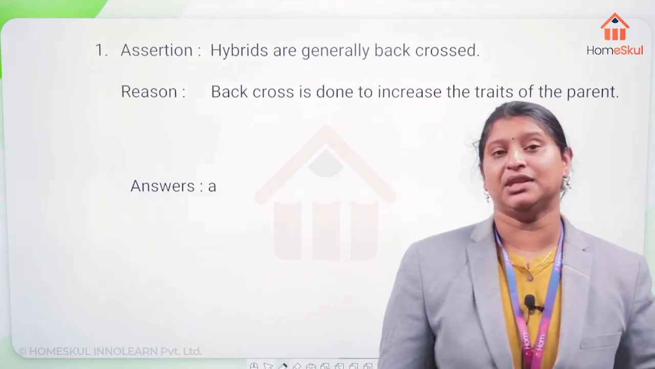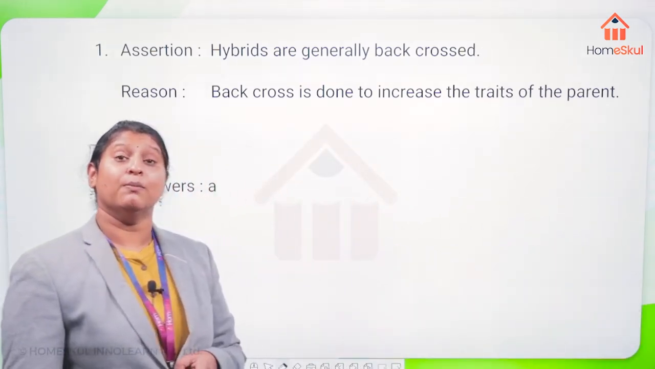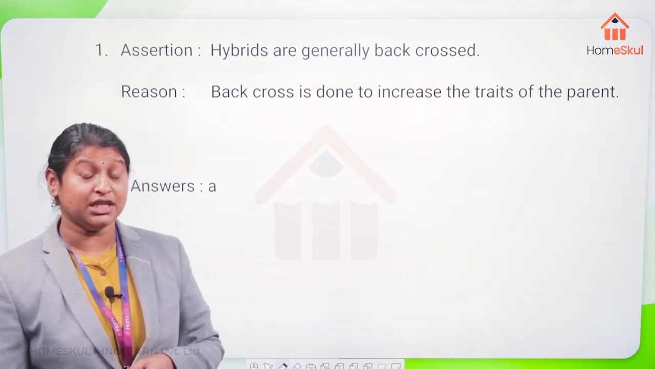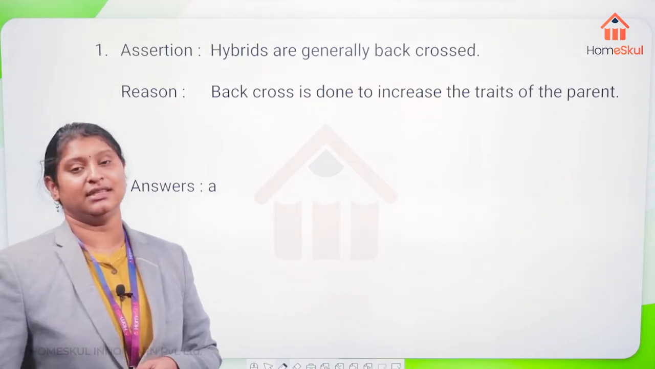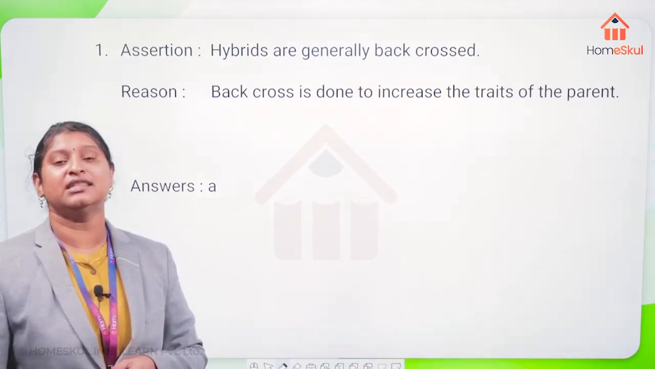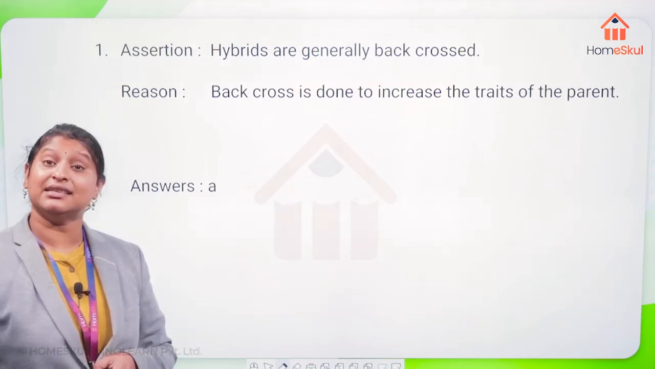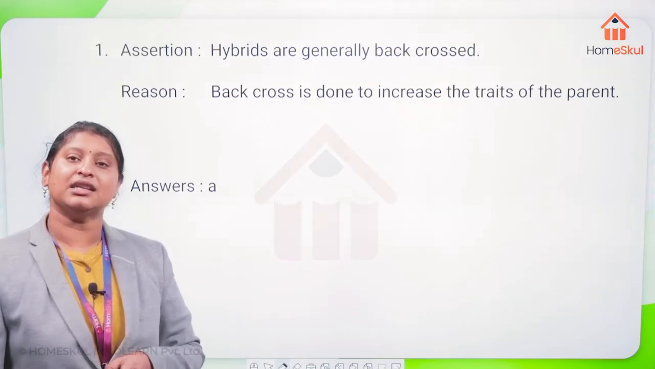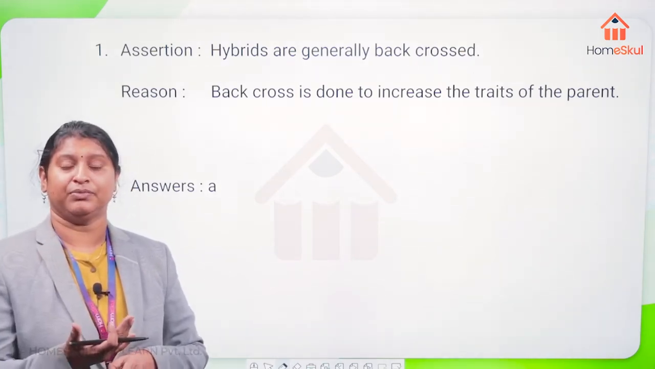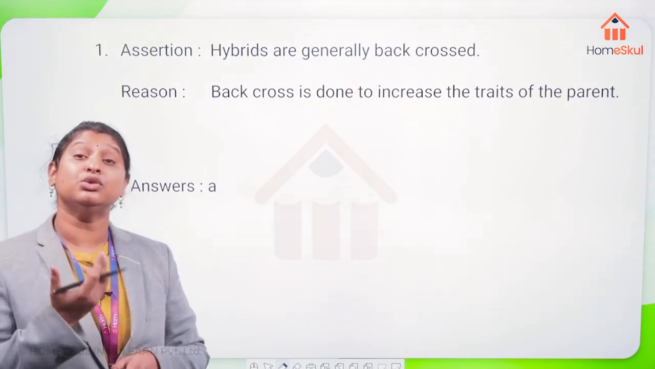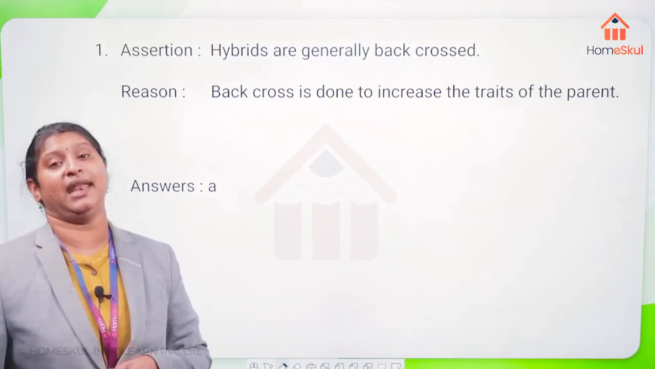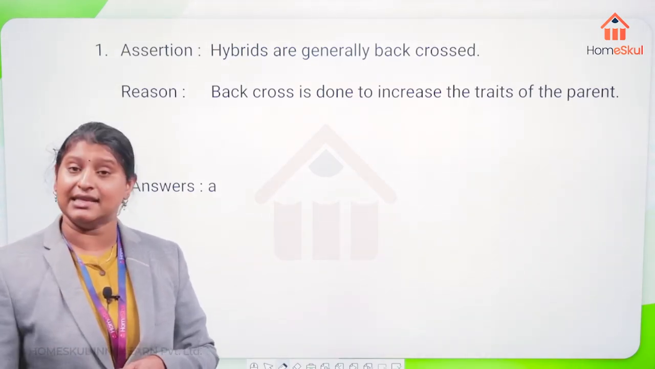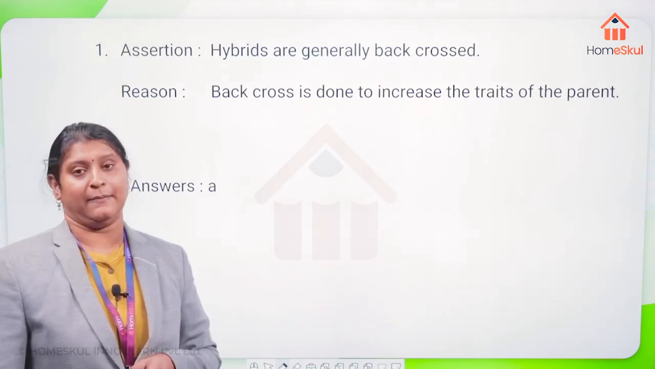Answer is option A. What is option A? If both assertion and reason are true and reason is the correct explanation of the assertion, then we can mark option A. So we got the answer A: hybrids are generally backcrossed, and the reason is backcross is done to increase traits of the parent. So this is the correct explanation for the given assertion. So the answer is A. Clear?